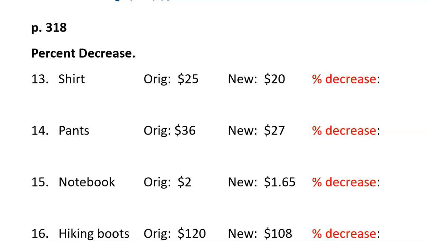There's a formula for percent decrease. Percent decrease is equal to the amount of the decrease divided by the original price. What is the amount of the decrease if it was originally 25 but the new price is 20? It has decreased by $5. Now compare that to the original price. Take a calculator and go 5 divided by 25. That is 0.2. But that's a decimal version of the percent. So the percent is 20%.